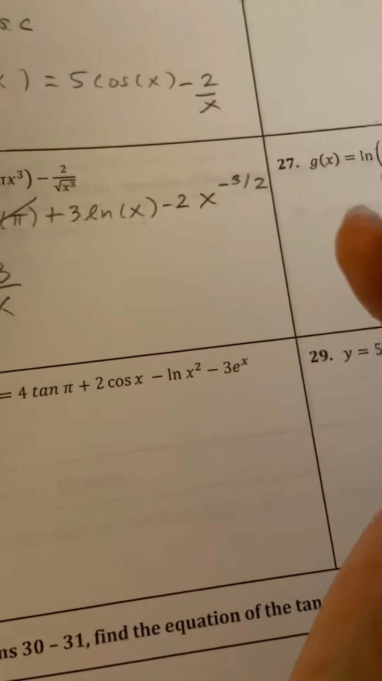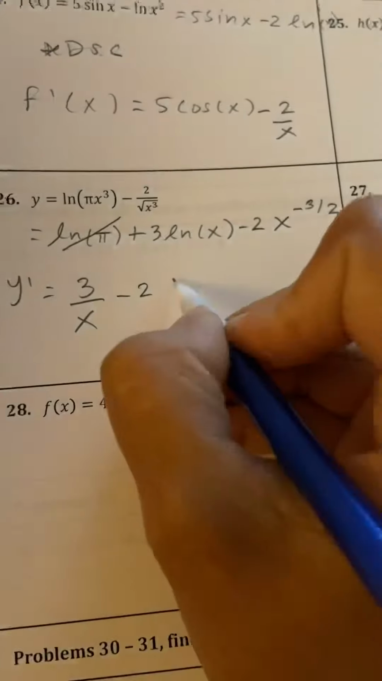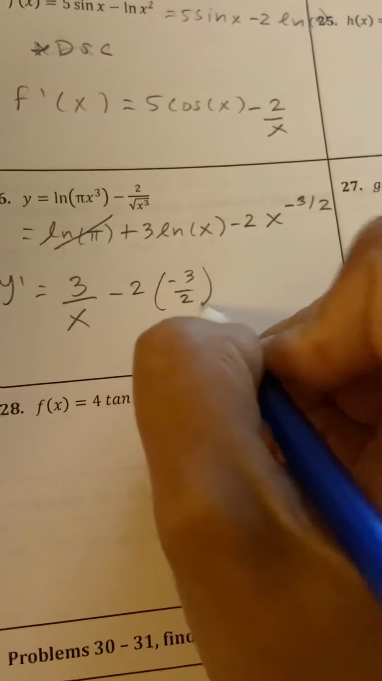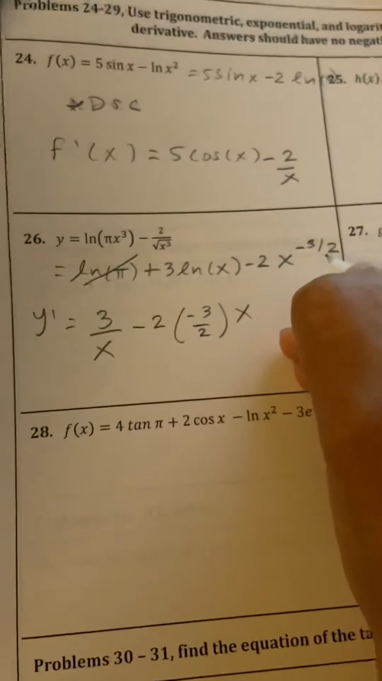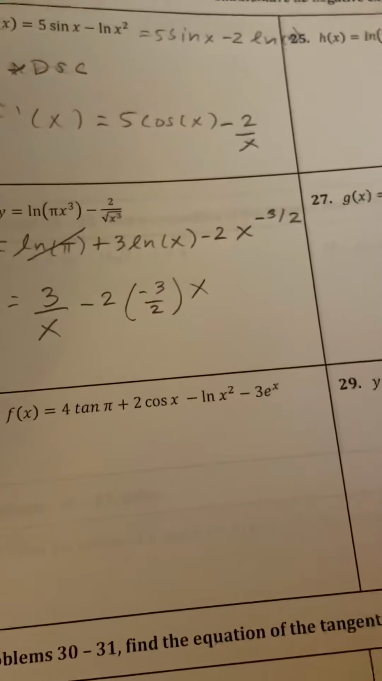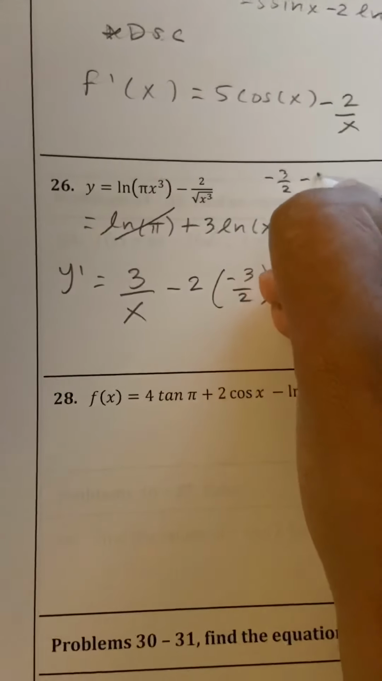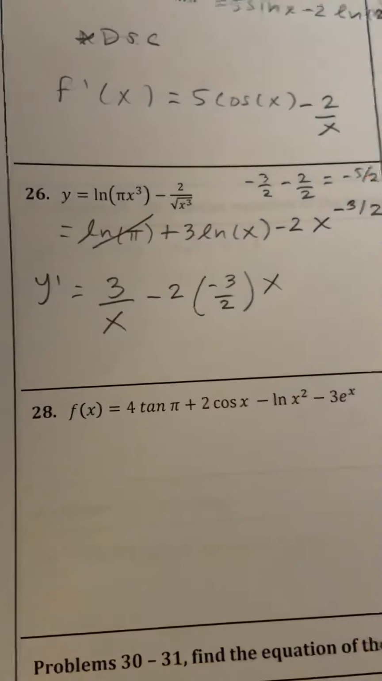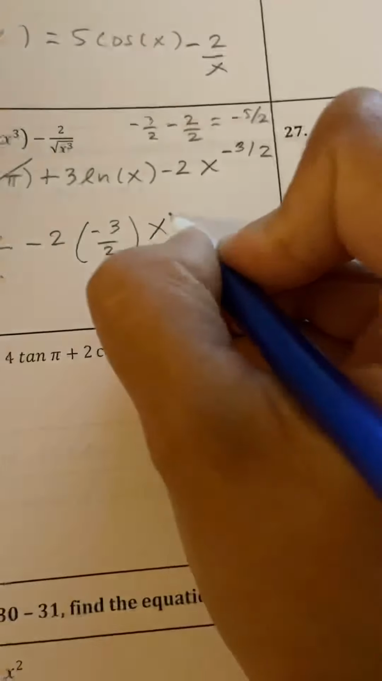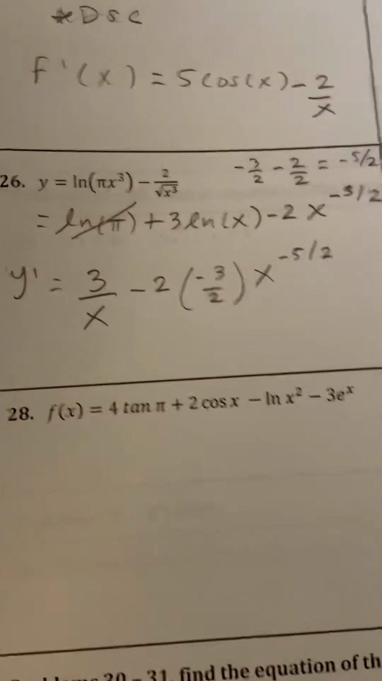And then I would have minus 2, move the exponent to the front, so negative 3 halves, x to the power of, subtract 1 from the exponent. Well, think about it, negative 3 over 2, let's just write it out, minus 1, I'm going to make it 2 over 2, so negative 5 halves, negative 5 over 2. So that's my new exponent. Okay, make things look pretty.